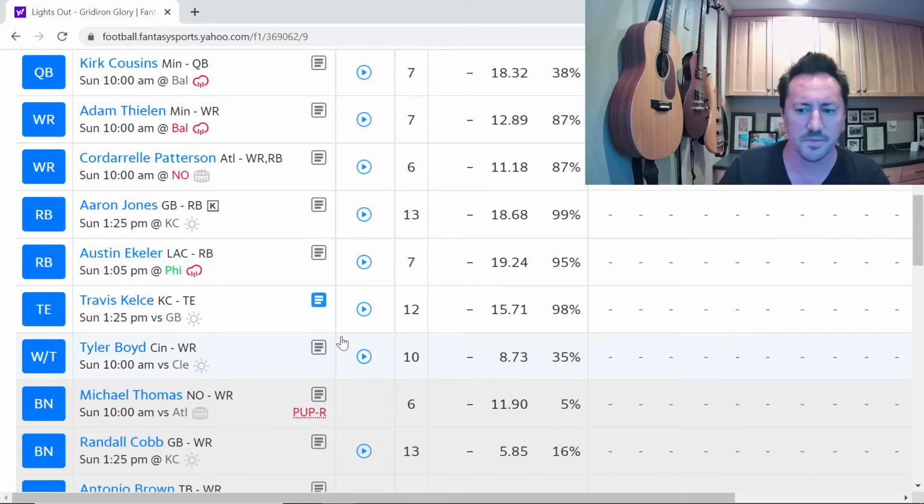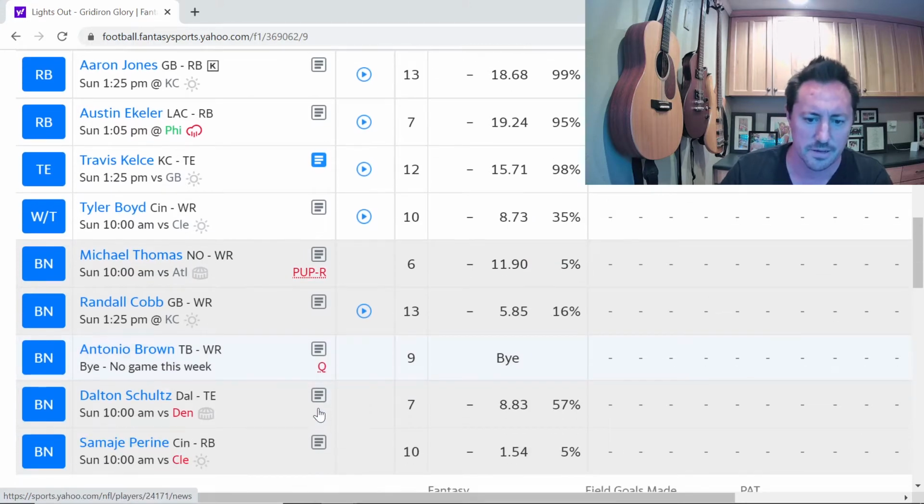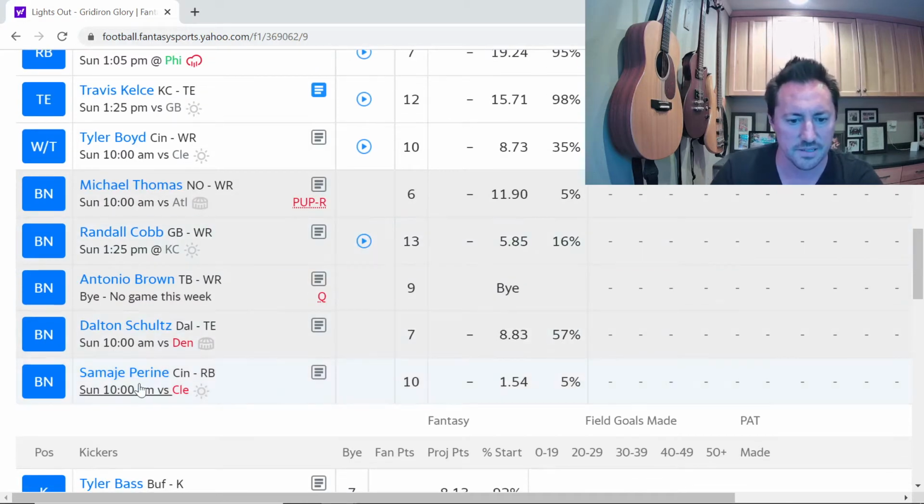So always look at your team's need. That would be your tip for today. Look at your team's need and also look at your matchup coming up. So for this week, I'm not sure Michael Thomas is going to play again. Still not. Well, Antonio Brown's out on a bye. So I got Randall Cobb, who I'm probably not going to hold on to. And I got Samaje Perine, who I'm probably not going to necessarily keep either. I have him just as a backup to Mixon.